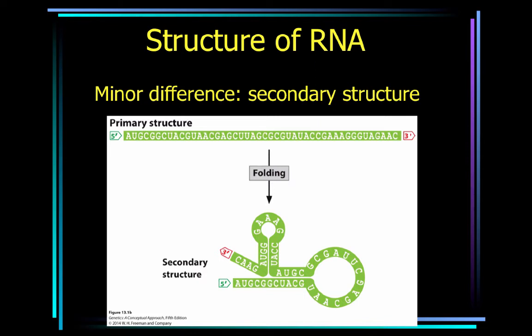So keep in mind, primary structure really has to do with the sequence of nucleotides, and secondary structure has to do with how those sequences orient themselves to bind up with one another. And that's going to become more clear as we talk about termination, both in transcription and translation.